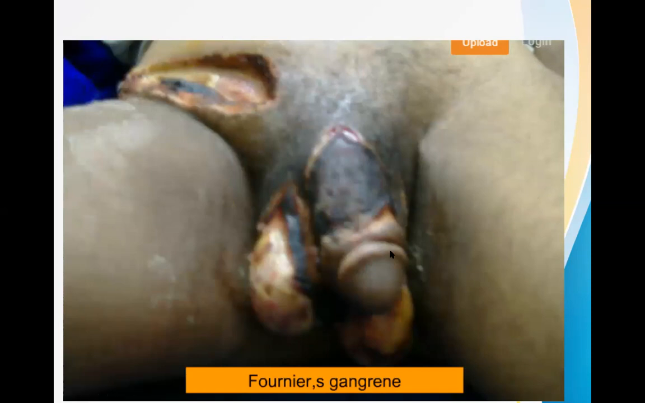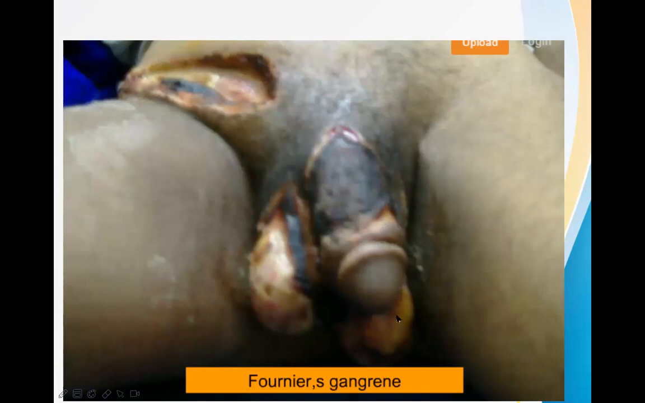Now this is called Fournier's gangrene. Okay, Fournier's gangrene. This is a very severe type of gangrenous change which occurs on the scrotum. This is scrotal gangrene. See this, the skin is sloughed off because of the gangrenous change, and the testicles are visible from outside. Even the root of the penis is suffering from it. Even the shaft of the penis is suffering.